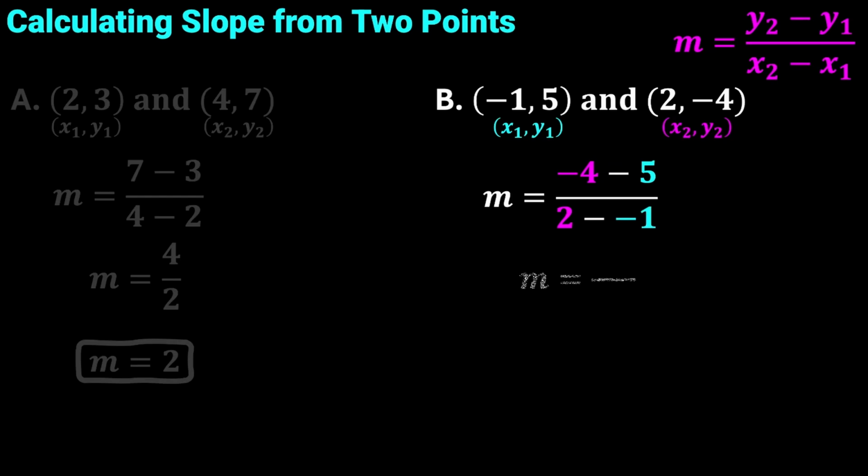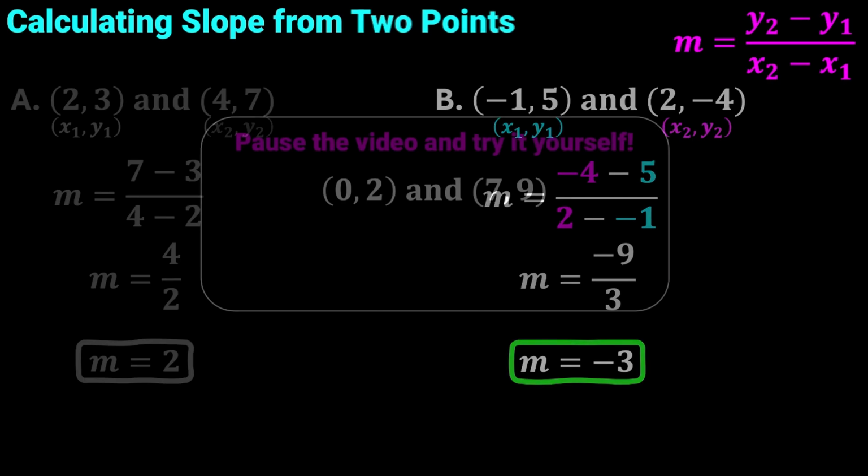Now I just need to simplify my fraction. -4 minus 5 is -9, and 2 minus -1 is the same as 2 plus 1, which is 3. Now, if I can, I need to reduce this fraction, and it does reduce. -9 divided by 3 is -3, and so m equals -3, and that's my slope.